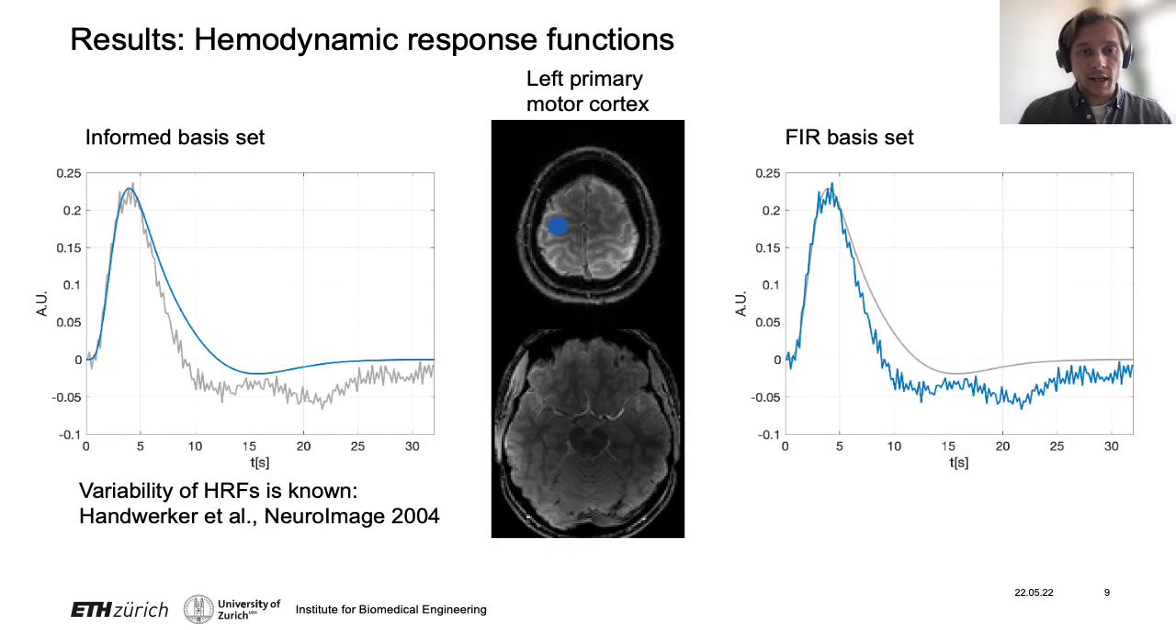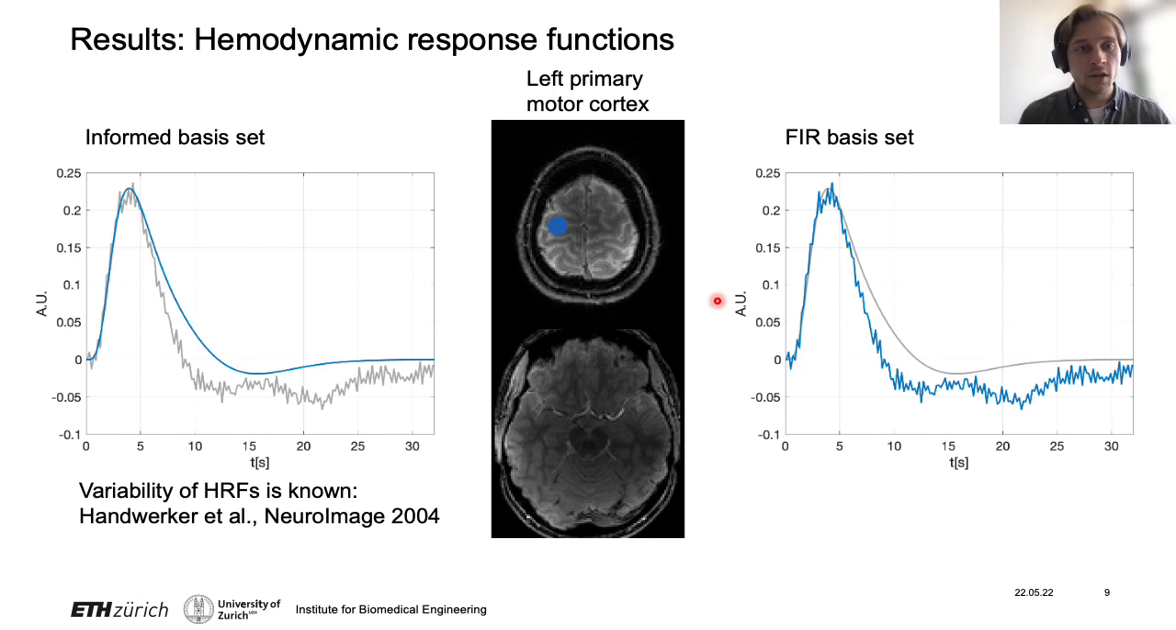So here I can now show you the results of the HRF analysis. So on the left, I have the fit of the informed basis set, and on the right, I have the fit of the FIR basis set. And in the center, you get this sort of graphical legend where I just show where the regions are which I'm talking about.